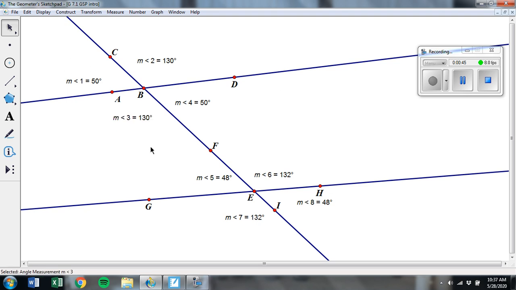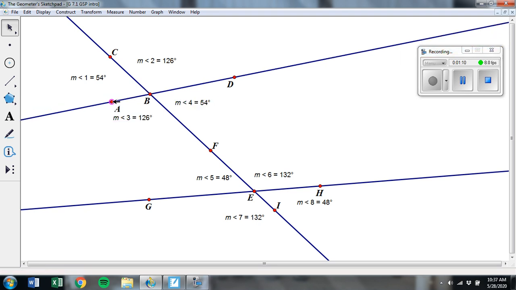Also, a term is linear pair. Notice this angle and this angle together, if I had angle 3 here and angle 1 here together, they form a straight line, which is 180, and notice these add to 180. These are also a linear pair. They add to 180. Likewise, these add to 180, and these two add to 180, because if you see where they're at, those angles add up to a straight line, 180 degrees.